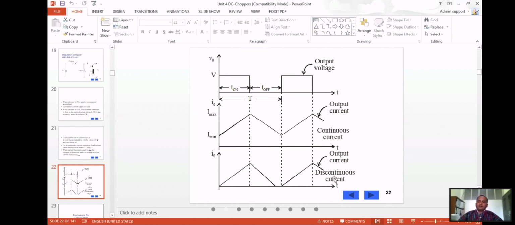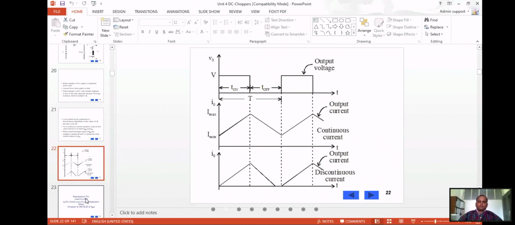So this is for discontinuous current. The current is not continuous. It reaches the maximum and it is not exactly meeting at this T off. This happens when there is a discontinuation in the current. It starts from this zero point and goes to maximum, and when it reaches maximum it will be turned off, but it is not meeting somewhere here.